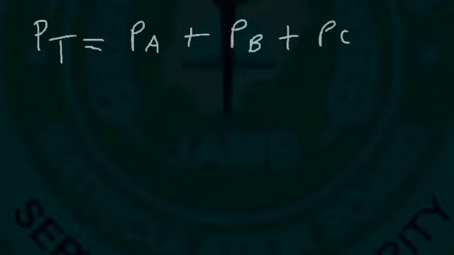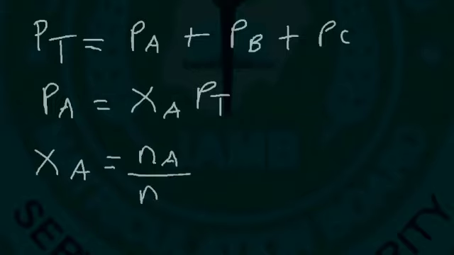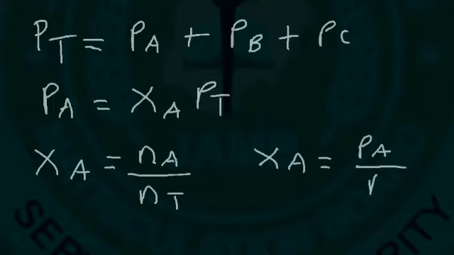Now you can also calculate the partial pressure of a gas if you know the mole fraction. For example, the partial pressure of substance A is equal to the mole fraction of that substance times the total pressure. And you can calculate the mole fraction by taking the moles of substance A divided by the total moles within a container. Another way you could find the mole fraction, it's equal to the partial pressure of that substance divided by the total pressure. And keep in mind, the sum of all mole fractions must add up to 1.